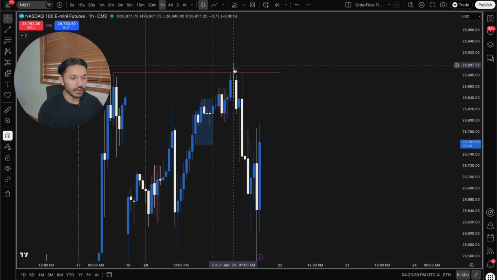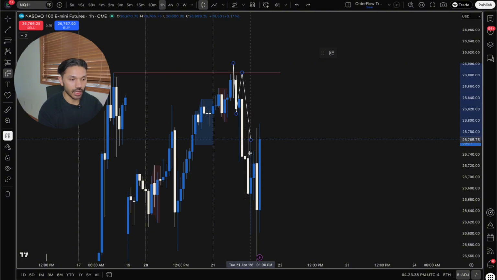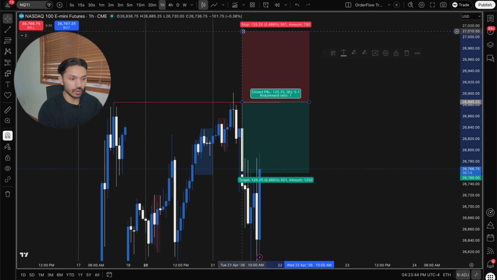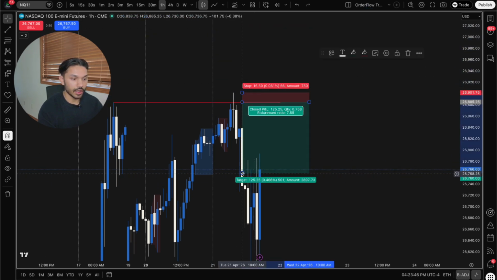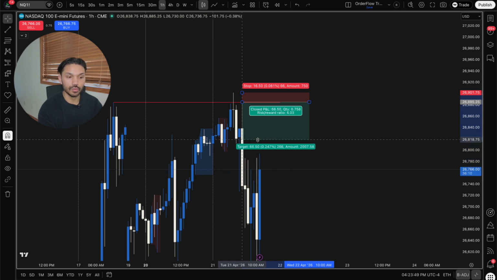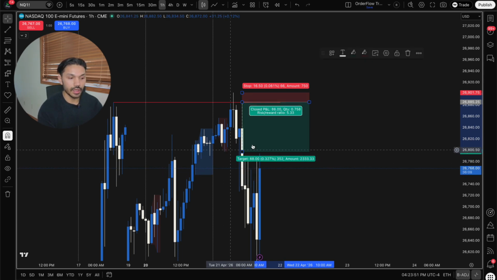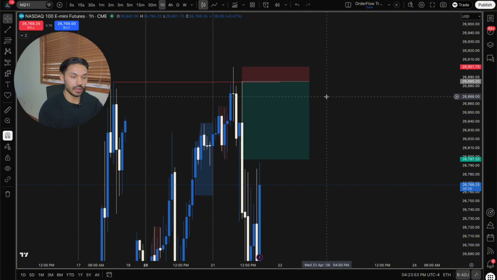We ran that high, but instead of continuing higher, price failed to do that and reversed back down. In this scenario, you could have taken this entry as soon as price came back down into this high, with a stop loss at this high, and target whatever you want, 1 to 2, or maybe the next level of liquidity. You can just do this.